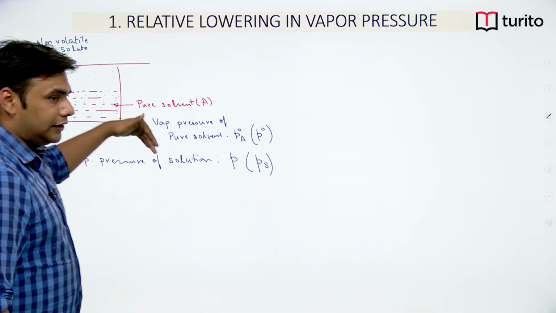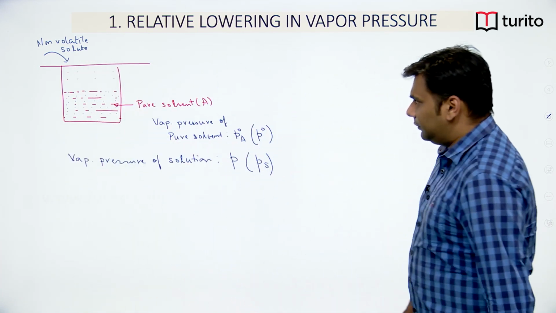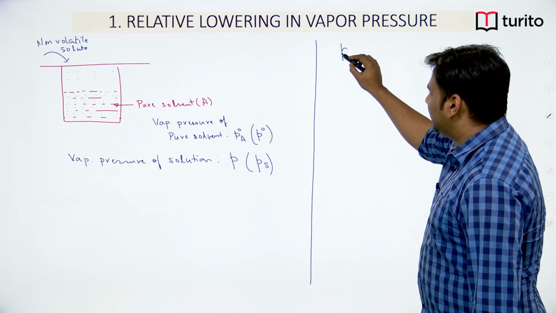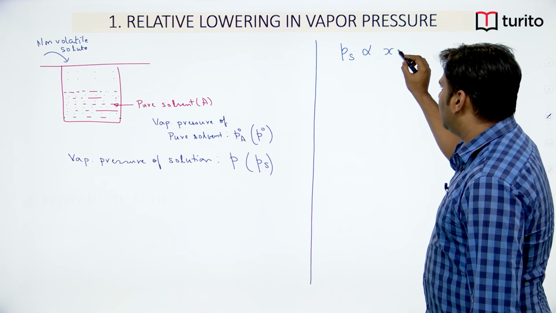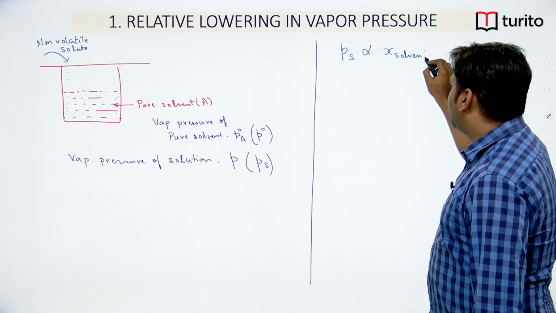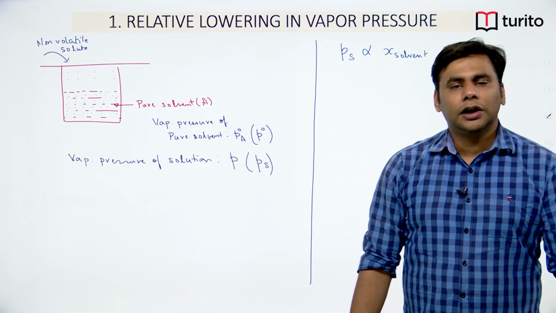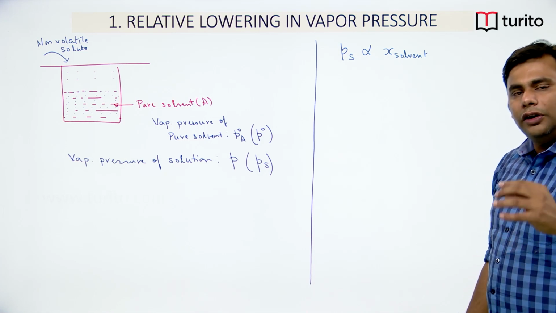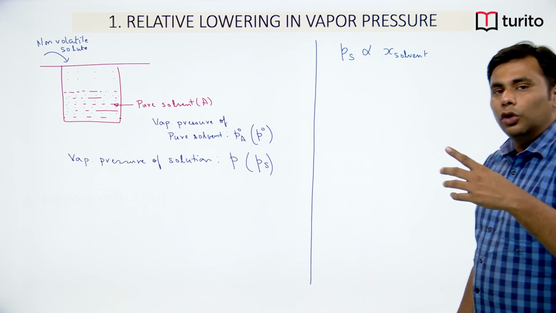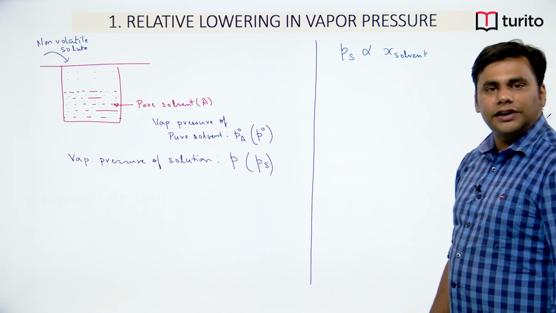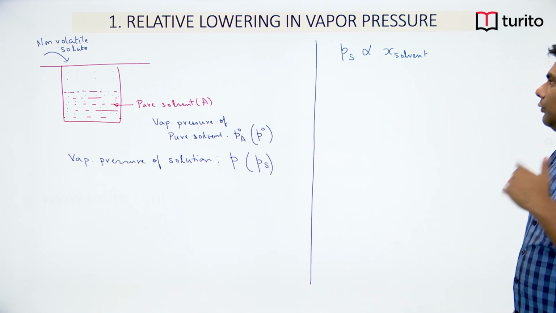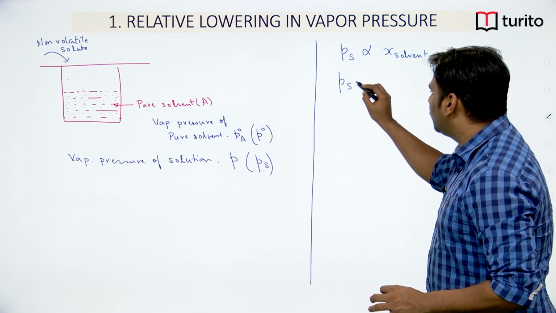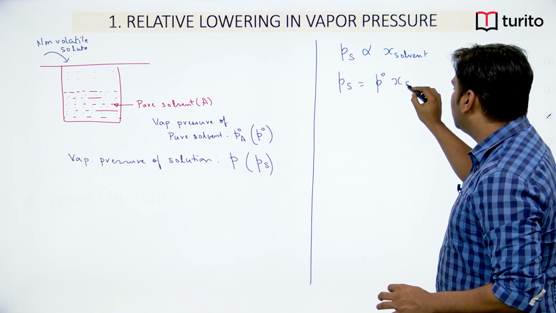Now when we have added the non-volatile solute, we are assuming that the solution is a dilute one and it is obeying Raoult's law. So we'll say that PS is proportional to the mole fraction of solvent. The pressure developed over the solution is always proportional to the mole fraction of that component in the liquid phase. The more of that particular compound in the liquid state, the more the vapor pressure. This is what Raoult's law says. So when you remove the proportional sign, you get PS equals P naught times X solvent.